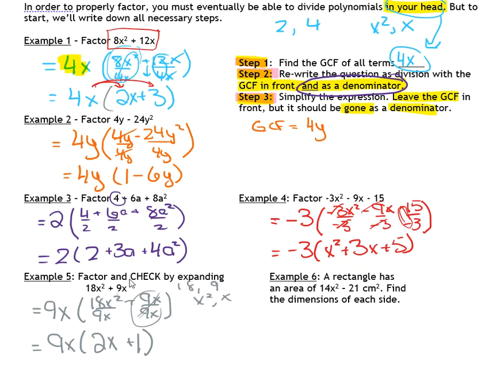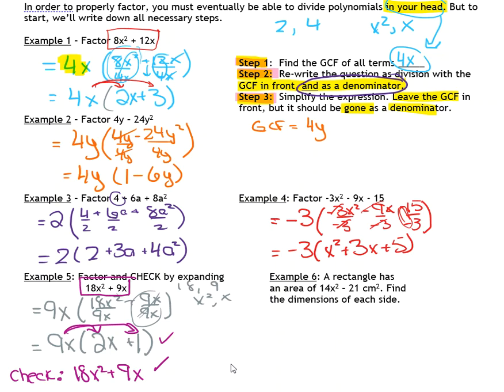No, we're not done the question because it said factor and check. So I'm going to check this here. I'm going to distribute 9x times 2x. So this is my check line. My check line gives me 9x times 2x is 18, and x times x is x squared. Then I'm going to distribute the 9x to the 1. 9x times 1 is 9x. Is that the same as the question? Yes. So that check shows me that my factoring is correct.